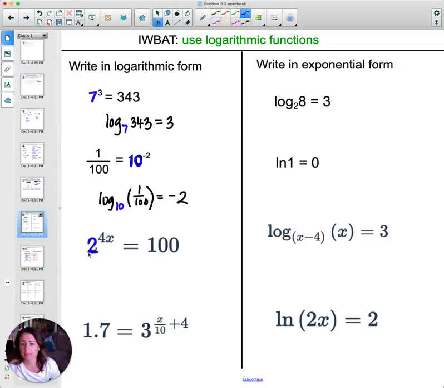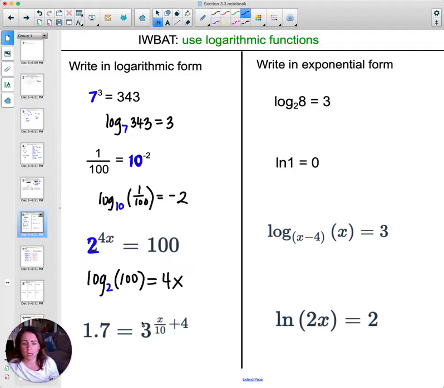Third one, the base is 2. So we will do log base 2 of 100, so the output equals the input 4x. So log base 2 of 100 equals 4x.